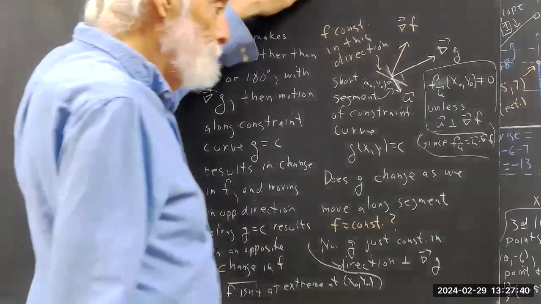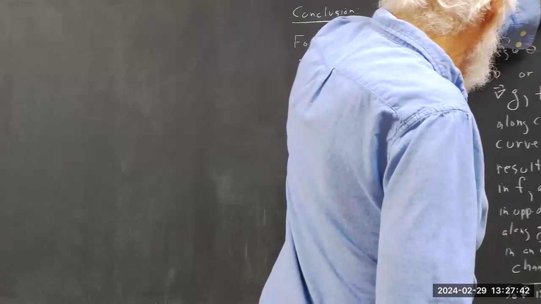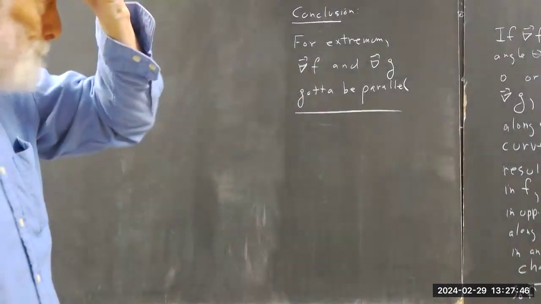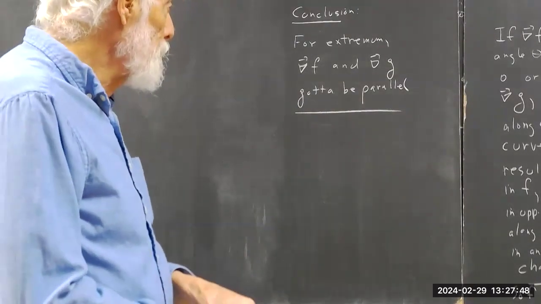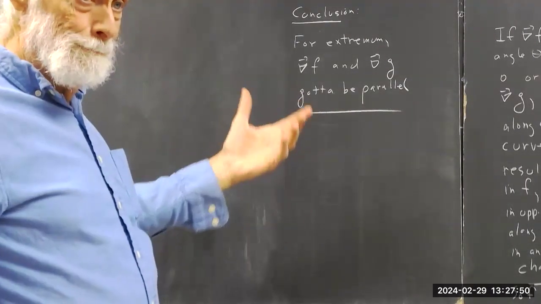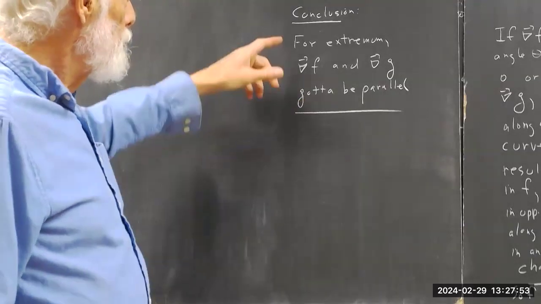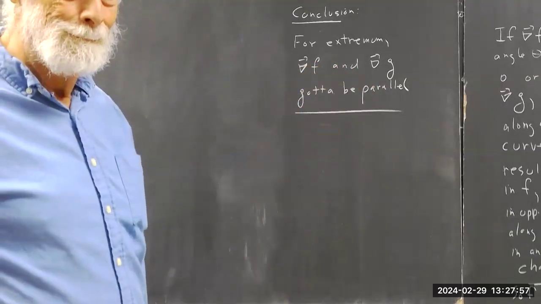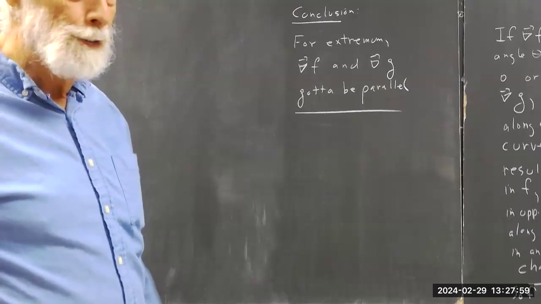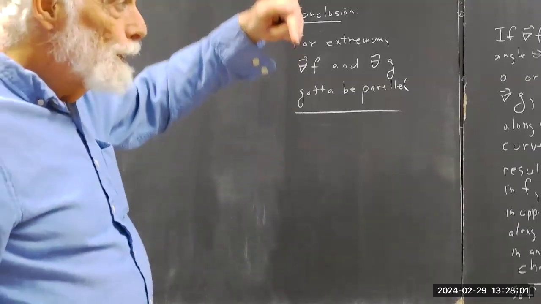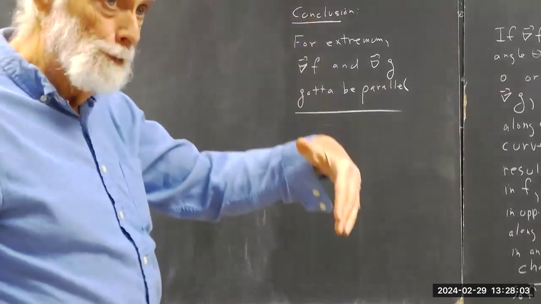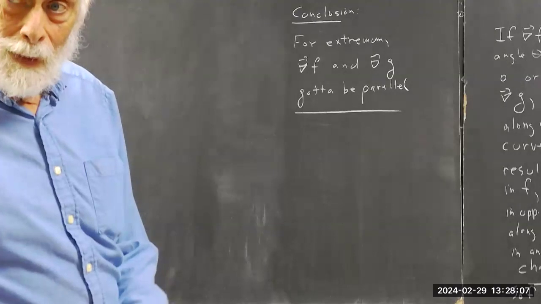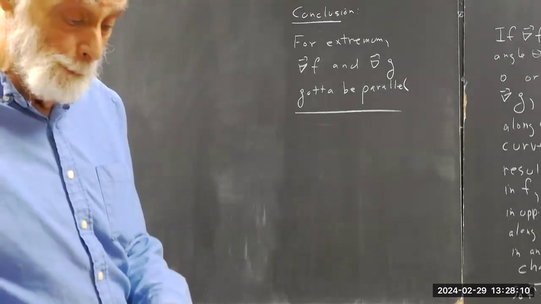All right, a lot to digest. It's not simple, but it's not the hardest thing you're ever going to see either. So it's worth understanding. It comes down to this: for an extremum, these guys have got to be parallel. In which case, the direction in which g is constant is the same as the direction in which f is constant. That makes it a critical point, and that's necessary for an extremum.